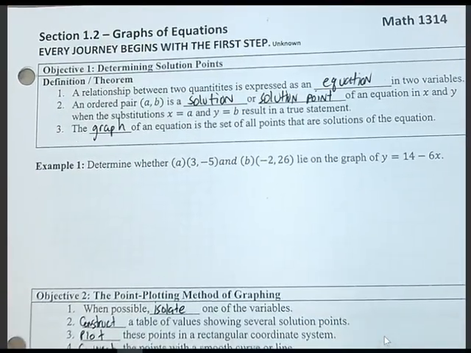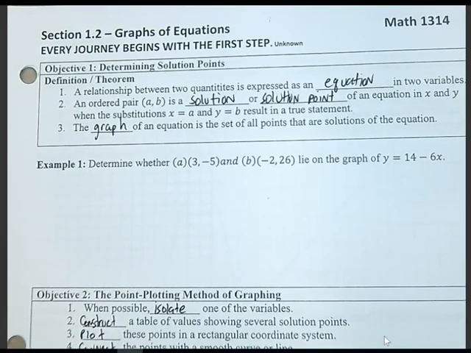Section 1.2, Graphs of Equations. Every journey begins with a first step.